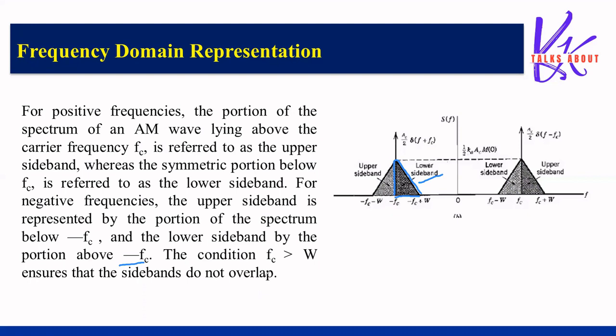If you are not maintaining the condition that Fc is greater than W, these sidebands may overlap. How they will overlap means these sidebands may overlap like this. So if Fc greater than W is not maintained, the two sidebands, the lower sidebands, may overlap with one another.